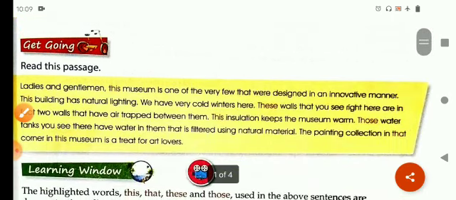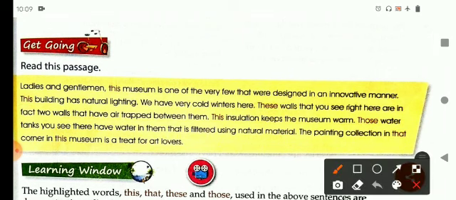Children, to understand the chapter, let's read the passage given here. Ladies and gentlemen, this museum is one of the very few that were designed in an innovative manner. This building has a natural lighting. We have very cold winters here.